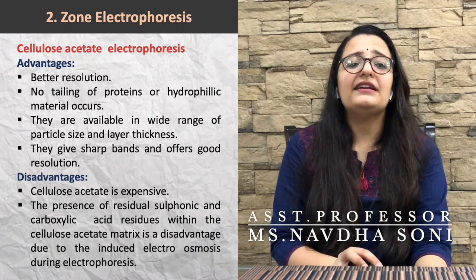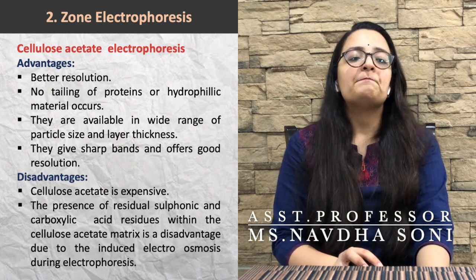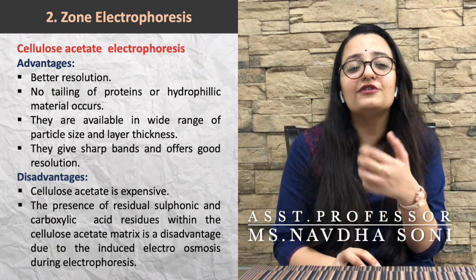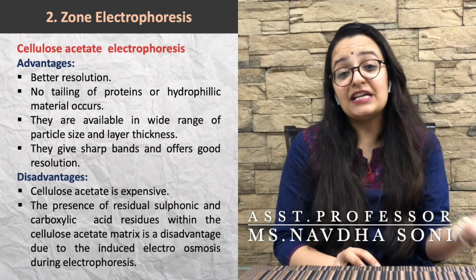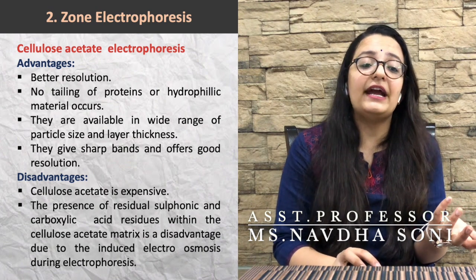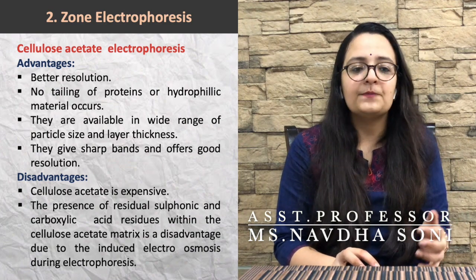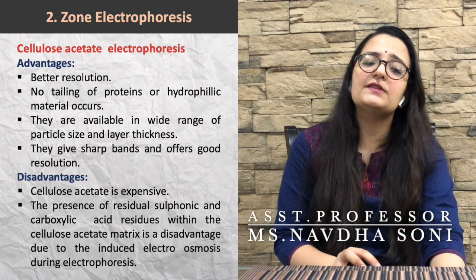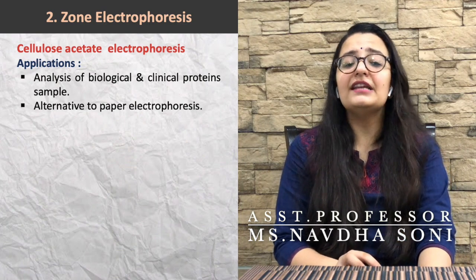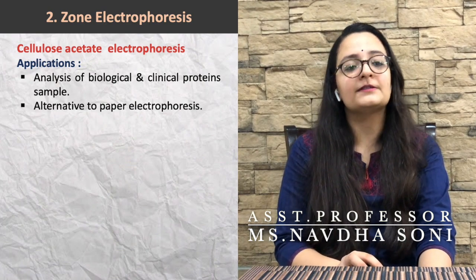Some of the advantages: better resolution, and no tailing of proteins or hydrophilic materials occurs. They are available in a wide range of particle size and layer thickness. They give sharp bands and offer good resolution. There are some disadvantages also: it is expensive. The presence of residual sulfonic and carboxylic acid residues within the cellulose acetate matrix is a disadvantage due to the induced electroosmosis during the electrophoresis. Generally, it is used for the analysis of biological and clinical protein samples and as an alternative to paper electrophoresis.